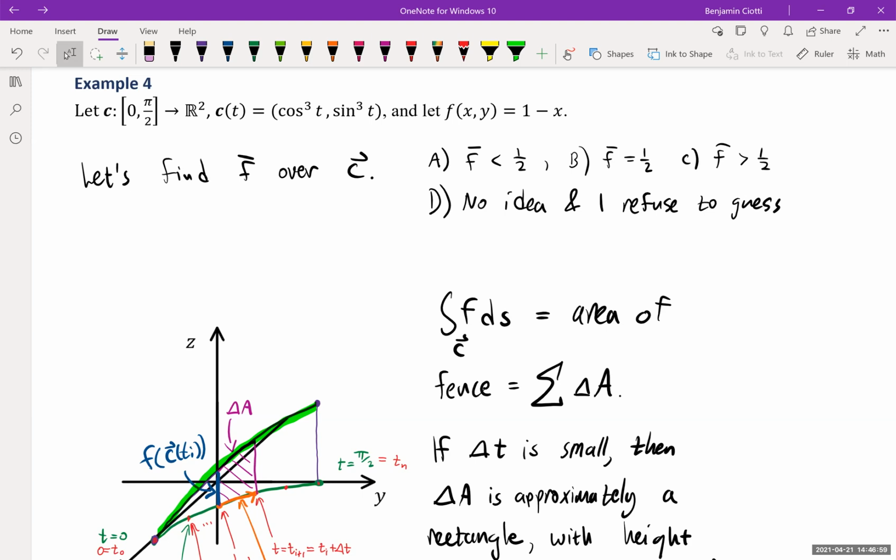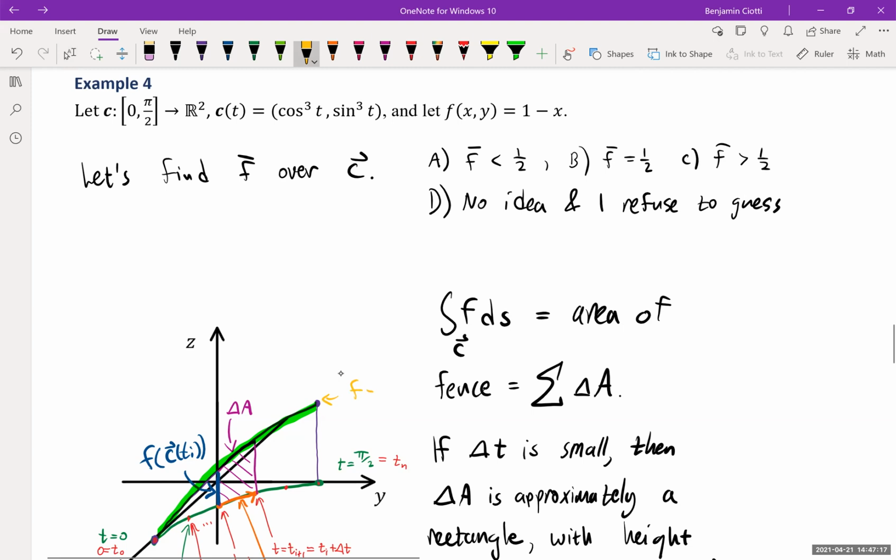So we'll find it exactly. For now, just take a guess. Give it your best guess, and you can use the picture. It's kind of like, on average, where does f spend most of its time? It's definitely between 0 and 1.